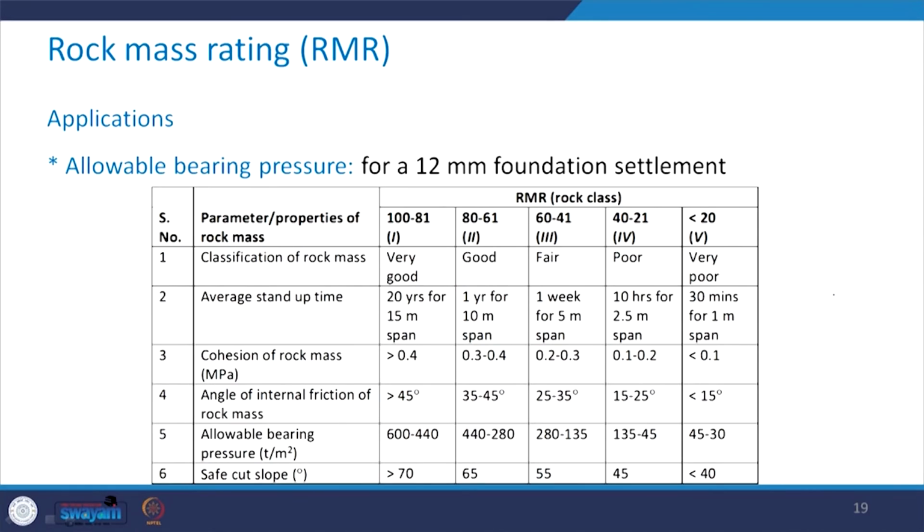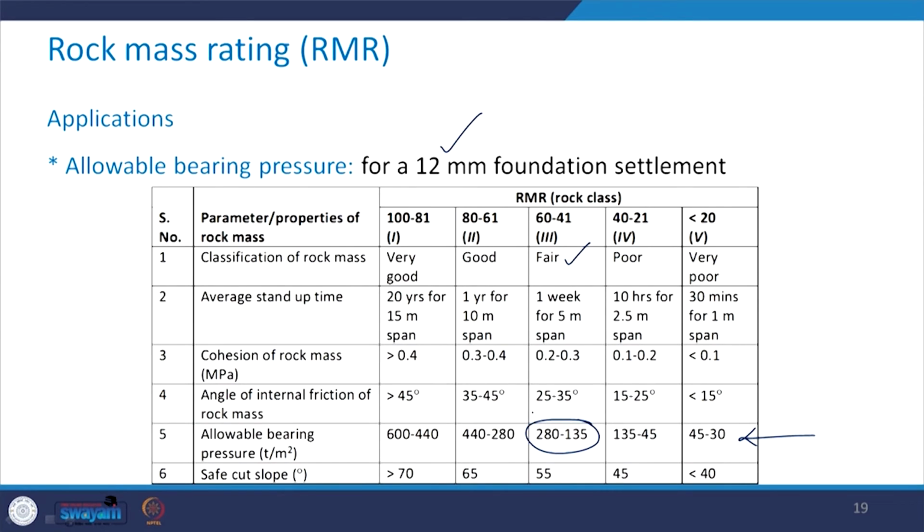Coming to the next application, which is the allowable bearing pressure for the foundation. If we know the range or the value of the RMR, we can find out the allowable bearing pressure, and that is corresponding to 12 mm of foundation settlement. So say for example, if the rock mass is of fair quality, that is this column, the range of the allowable bearing pressure is going to be 135 to 280 ton per meter square.